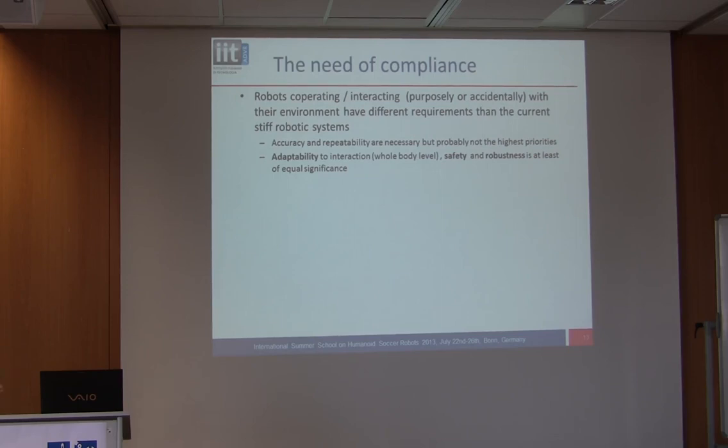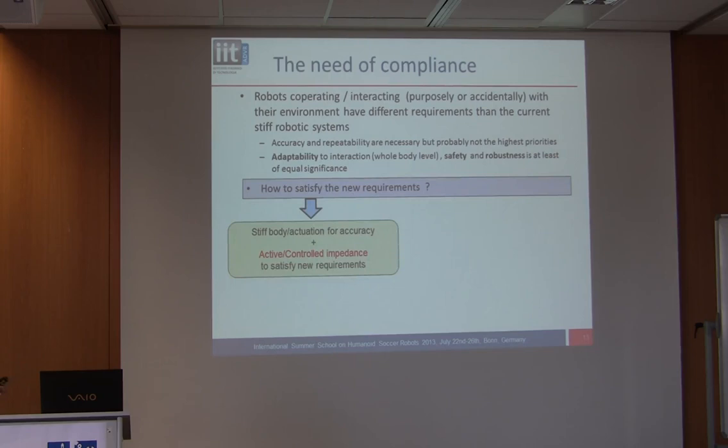But of course, to look for real practical applications, bring the robot to real environments, and operate tools that humans can operate, interfacing with our world, we need robots that can actually cope with these situations. So accuracy and repeatability, which are the advantage of stiff actuation, are maybe still necessary, but maybe not the highest priority in this case. What we need more is adaptability to interactions at the whole body level, so the ability to cope with perturbations, external disturbances, uncertainties in interactions, and so on. And this is at least of equal importance together with accuracy and repeatability. So how do we satisfy these requirements?